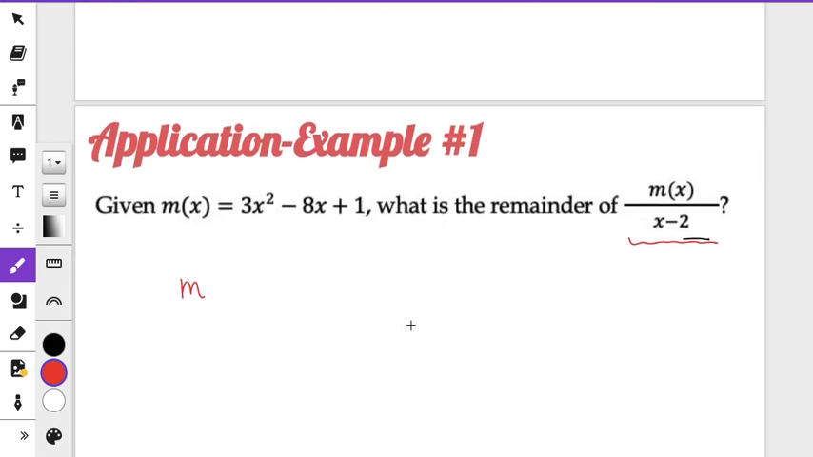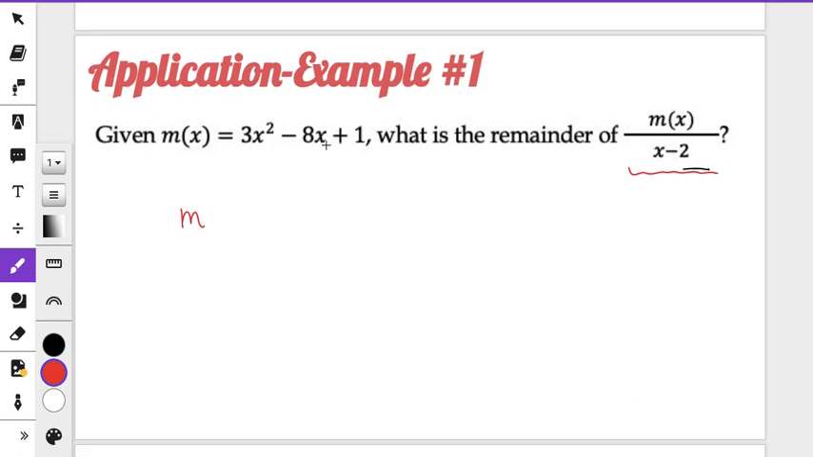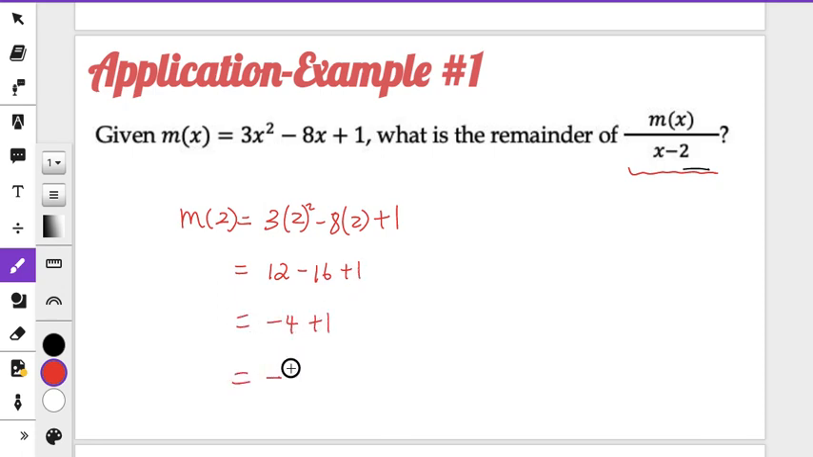So in this situation, m of x divided by x minus 2. So the remainder will be m of 2. So we just need to substitute x as 2 and figure out the rest. So 3 times 4 is 12, minus 8 times 2 is 16, plus 1. Then this is negative 4 plus 1. So it's negative 3. And so this is the remainder.